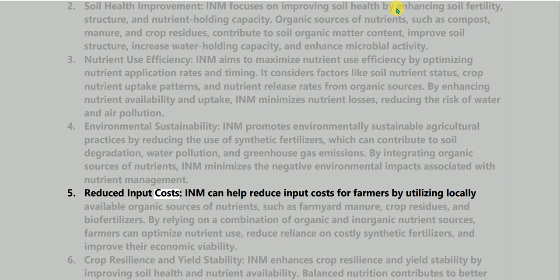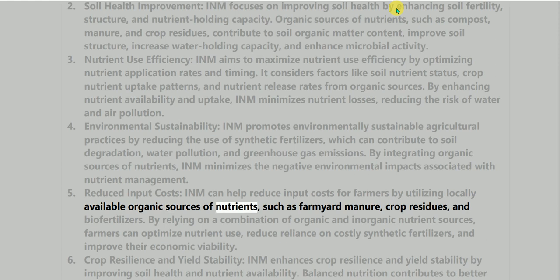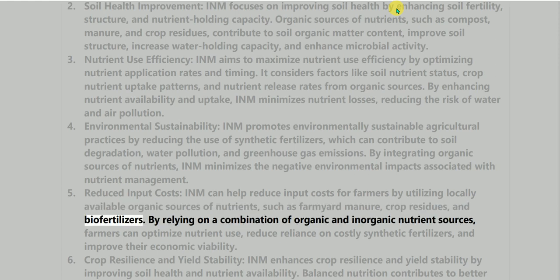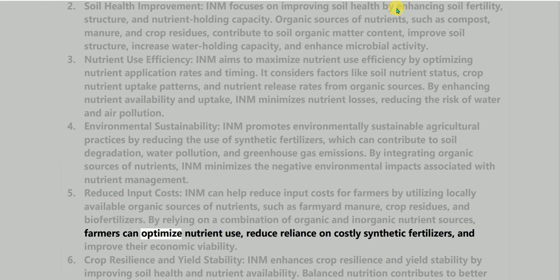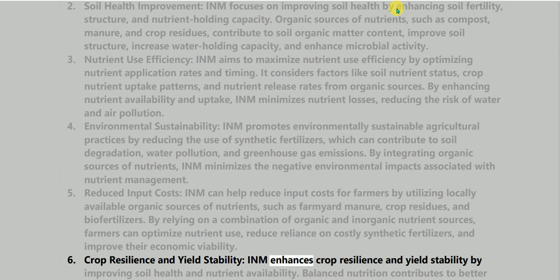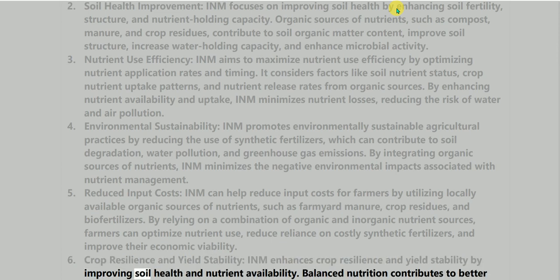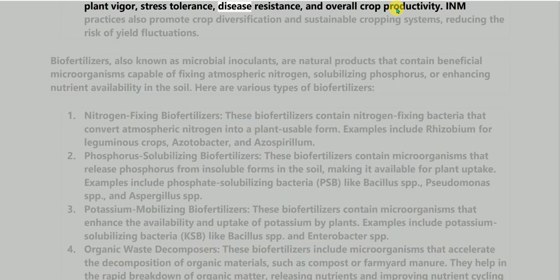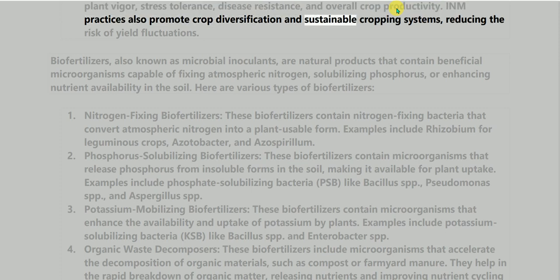5. Reduced input costs. INM can help reduce input costs for farmers by utilizing locally available organic sources of nutrients, such as farmyard manure, crop residues, and biofertilizers. By relying on a combination of organic and inorganic nutrient sources, farmers can optimize nutrient use, reduce reliance on costly synthetic fertilizers, and improve their economic viability. 6. Crop resilience and yield stability. INM enhances crop resilience and yield stability by improving soil health and nutrient availability. Balanced nutrition contributes to better plant vigor, stress tolerance, disease resistance, and overall crop productivity. INM practices also promote crop diversification and sustainable cropping systems, reducing the risk of yield fluctuations.